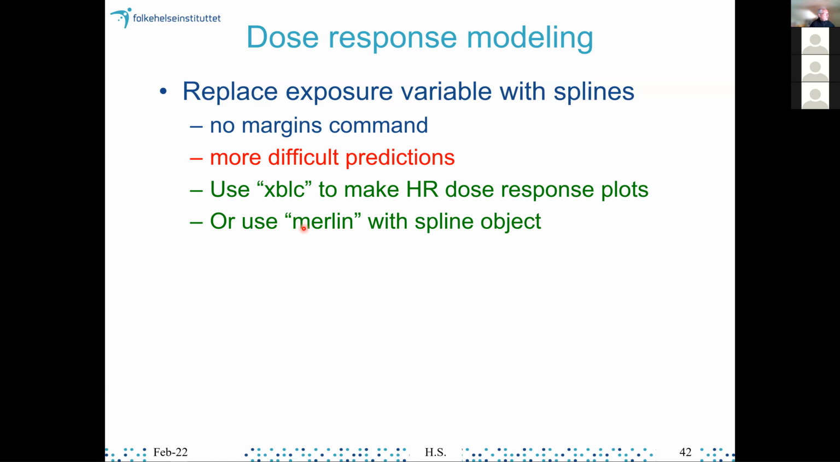Or you can use something else called Merlin with the spline object that makes it easier to handle dose response.